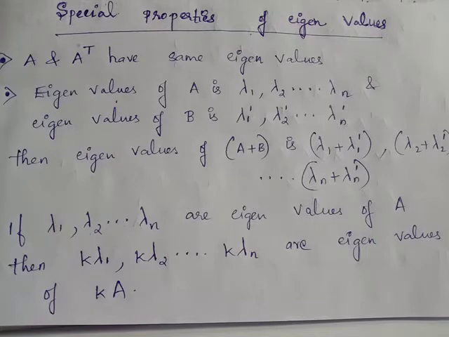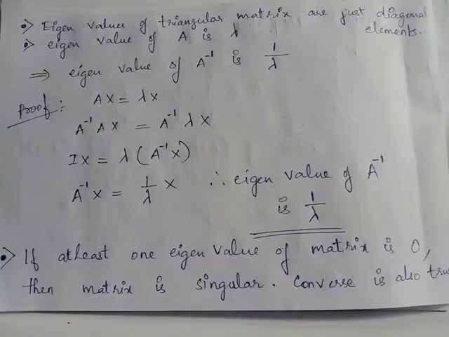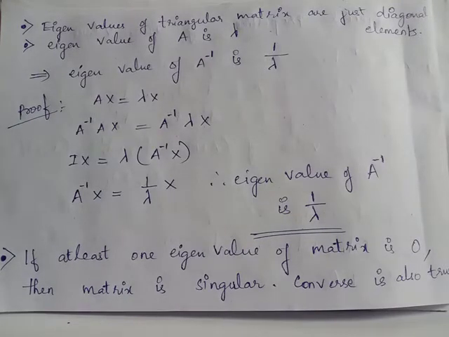Lambda 1, lambda 2, etc. lambda n are the eigenvalues of a square matrix A. Then, to find out the eigenvalues of k times A, where k is a scalar quantity, we just have to multiply k to each of the eigenvalues of A. That is, the eigenvalues of k times A will be given by k lambda 1, k lambda 2, etc. k lambda n. The eigenvalues of any triangular matrix are just the diagonal elements.